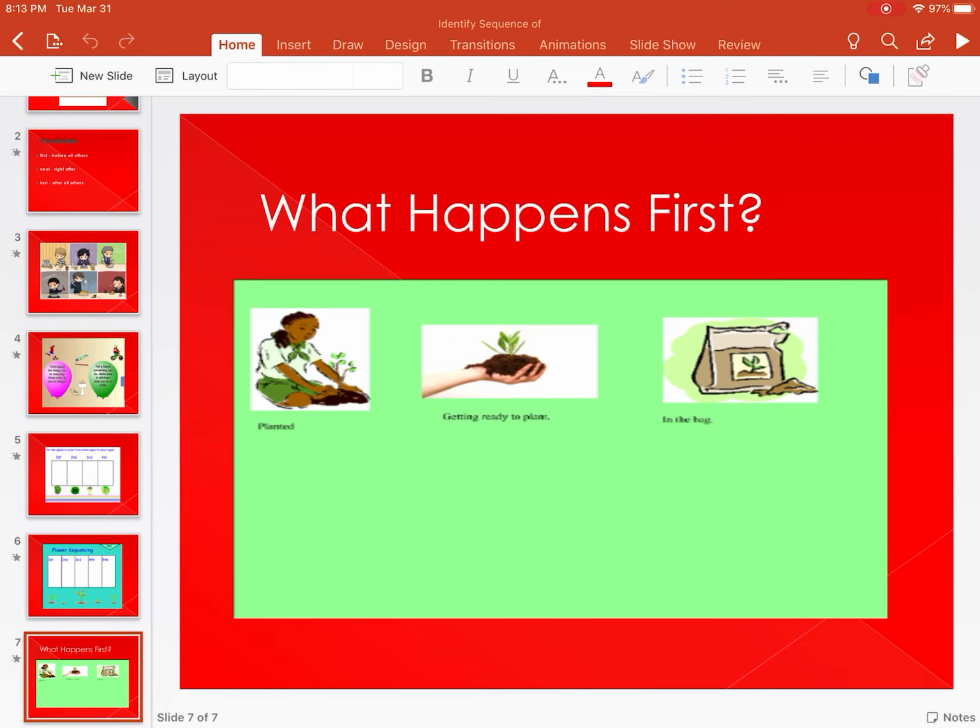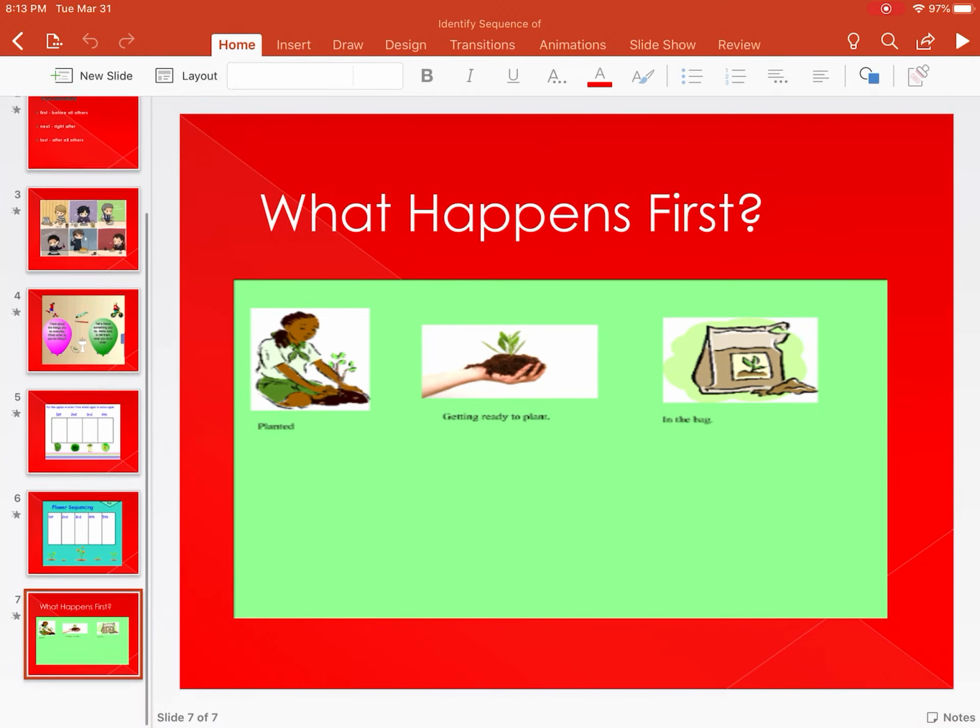Okay, and then right here, what happens first? You get soil, then your plants, then you plant it. You don't start planting if you don't have a plant in your hand. And you can't plant without soil, okay?